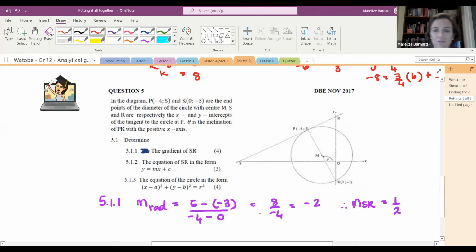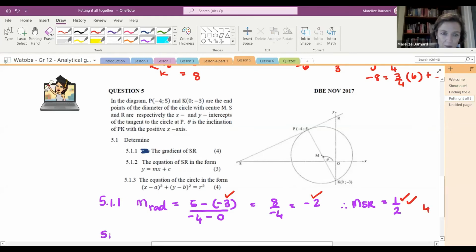Okay, so you can give yourself a mark for using the gradient formula and substituting in the right values, for calculating, for simplifying, and then, actually, let's do this, I think it's rather 2 marks for the final answer. Okay, so that's where your 4 is going to come from.